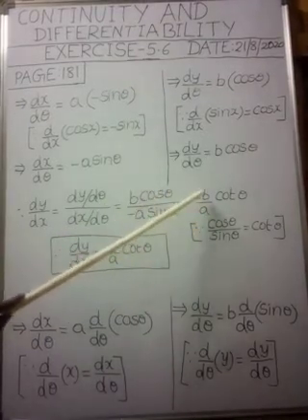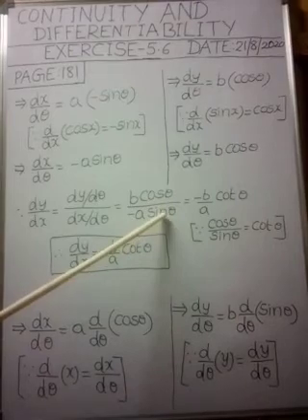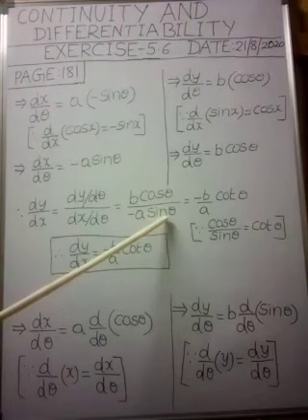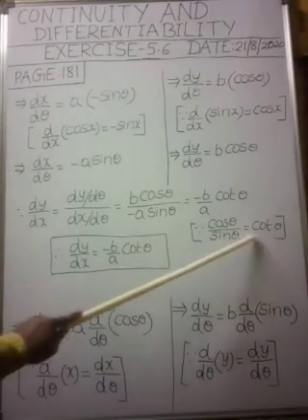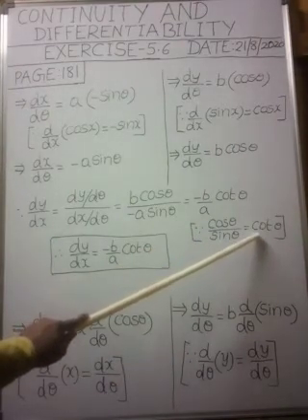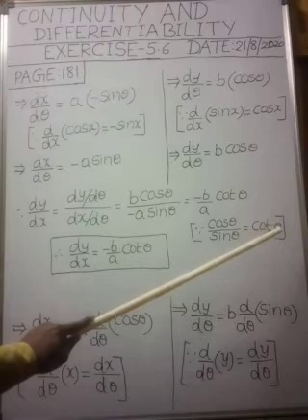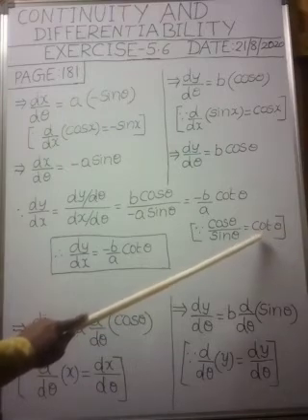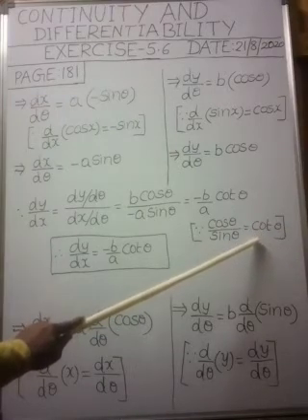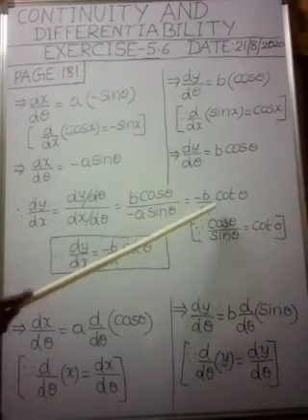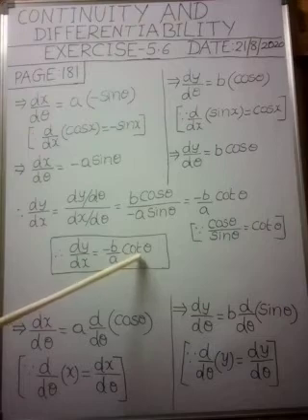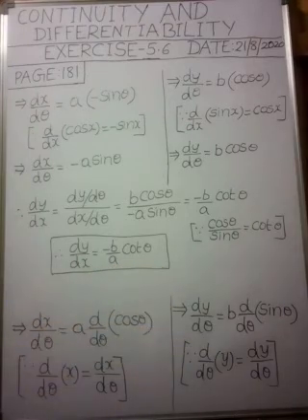Understood this part, my dear children? Right. Cos theta by sin theta. What will you get here? Cos theta by sin theta means cot theta, because cos theta by sin theta is equal to cot theta. In the trigonometric functions chapter, you know this formula. Isn't it, my dear children? Right. So dy by dx is equal to minus b by a cot theta. Understood, my dear children? Right.